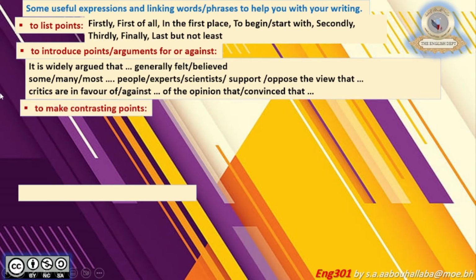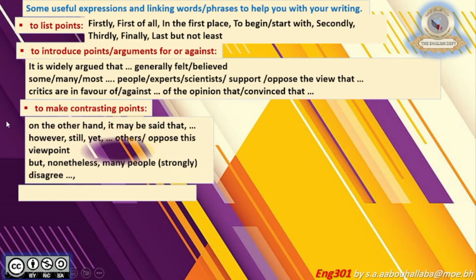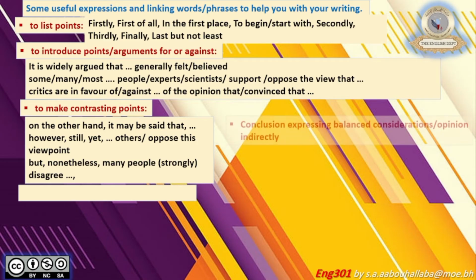Well, what else? To make contrasting points, if you want to compare and contrast 2 points, you can say, on the other hand, it may be said that, however, still, yet, all these make the same meaning. Others oppose this viewpoint, but nonetheless or nevertheless, many people strongly disagree. So these expressions can help you contrast the 2 contradicting viewpoints.